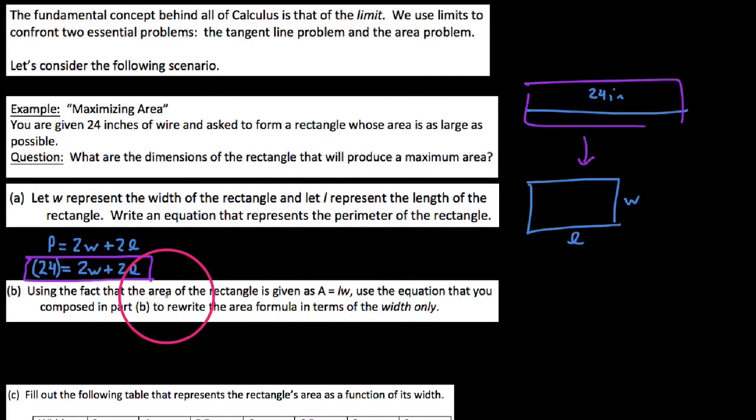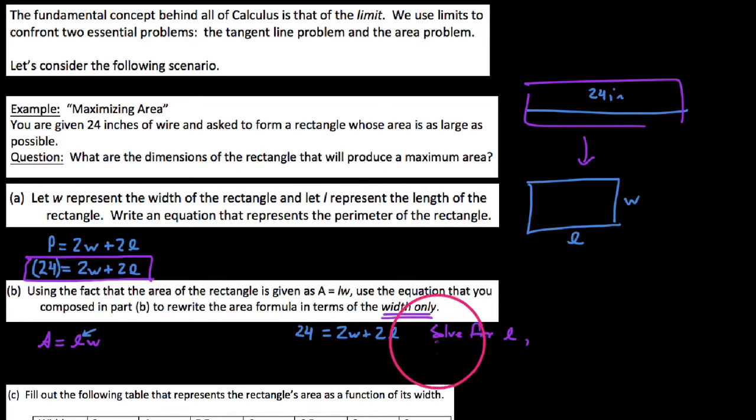Now, letter B says, using the fact that the area of the rectangle is given as the length times the width, use the equation we just formed in part A to rewrite the area formula in terms of the width only. Our goal is to write area as a function of just the width, which means we need to get rid of this L. We're going to take our perimeter formula, 24 inches of wire, which is 2W plus 2L, and solve for L, then substitute it into our area formula. That way our area formula is all in terms of the width.